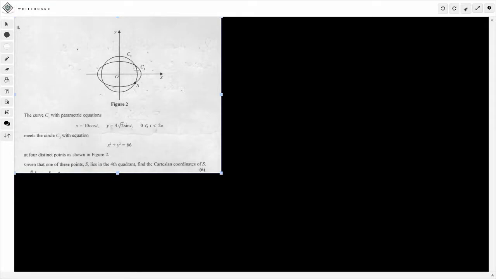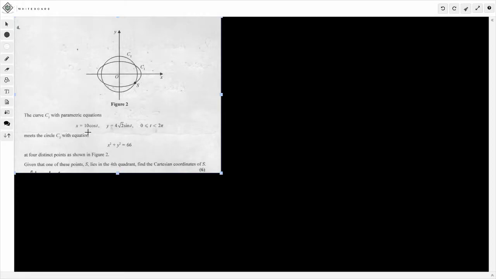Now if these two curves, the parametric equation that has a curve and this circle here, intersect at 4 points, what we can say is that these coordinates here, x and y, must be able to be substituted into here if they intersect. So let's substitute them in.